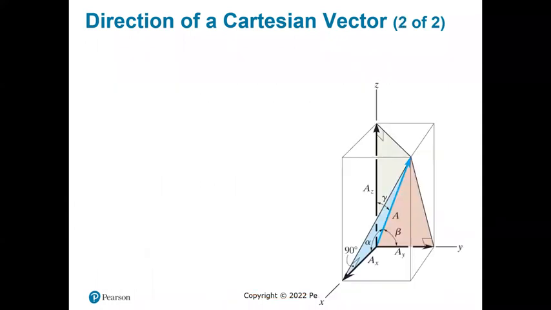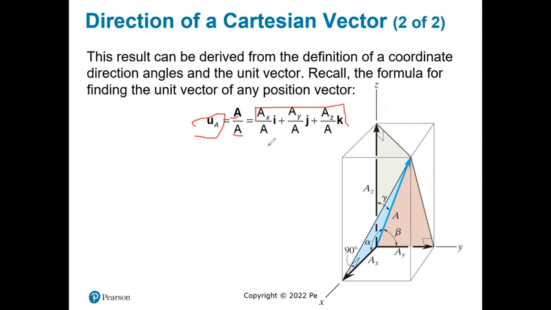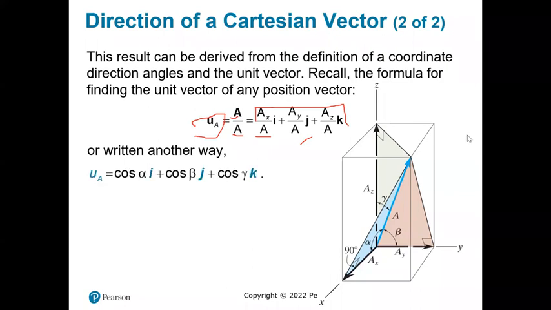So let's look into the direction again. This result can be derived from the definition of the coordinate direction angles and the unit vector. Recall the formula that we use for a unit vector for any position vector. Our unit vector is our vector divided by the magnitude. Our vector, we can write in all the three directions, then divide by our magnitude. Then we know the unit vector, we can also give it in cos alpha i. Why are we giving it in cos alpha i?